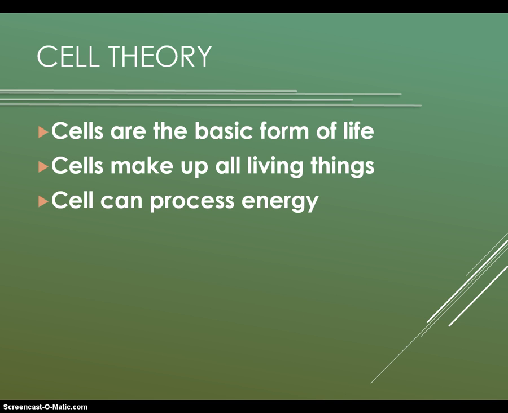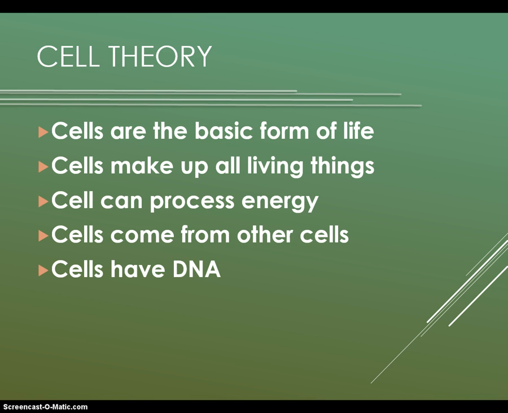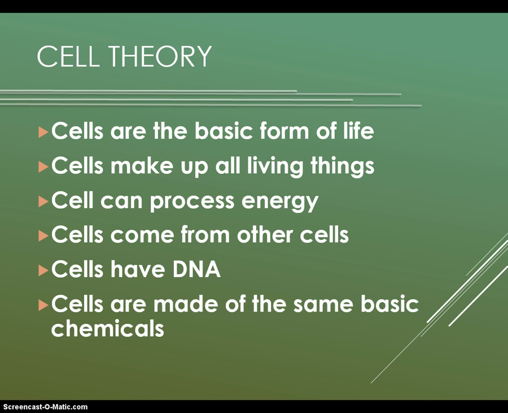We also know that cells can process energy. All right? Whether it's a plant or an animal cell, it can use energy. We know that cells come from other cells. This is the idea of reproduction. We know now with fancy microscopes that cells have DNA. That's a whole other discussion, but we'll get there. And then we lastly know that cells are made of the same basic chemicals. To me, that sounds like there's more to levels of organization than I told you, which is true.